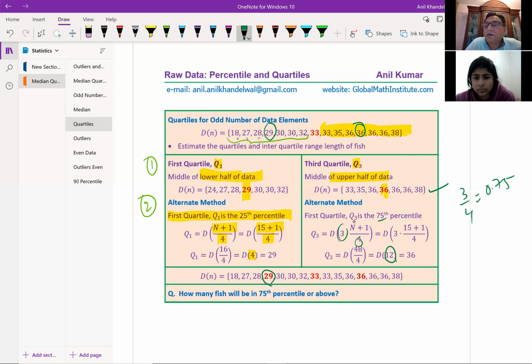But if you have a sample like this, which is an even number of data elements, in that case, there are two numbers which could be considered in the middle.